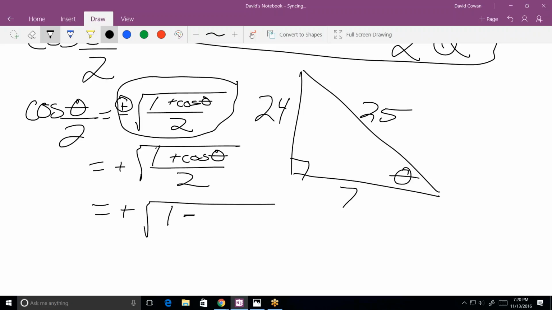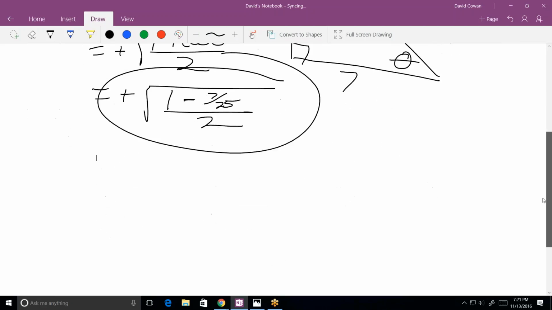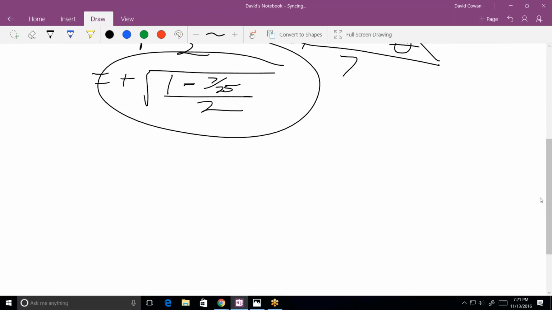So we've got this, plus the outside, 1 minus 7/25, because cosine theta is in the second quadrant, so cosine of theta has got to be negative, all over 2. And that's your answer. Now, that can be simplified. Let's simplify it a little. How do you simplify this?